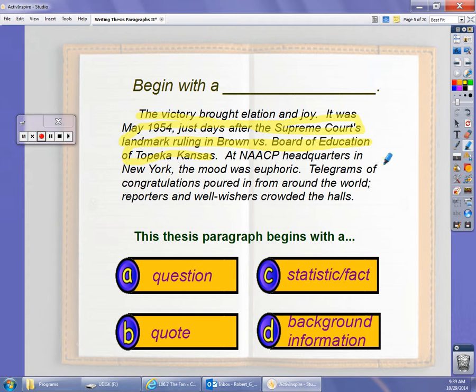At NAACP headquarters in New York, the mood was euphoric. Telegrams of congratulations poured in from around the world. Reporters and well-wishers crowded the halls.